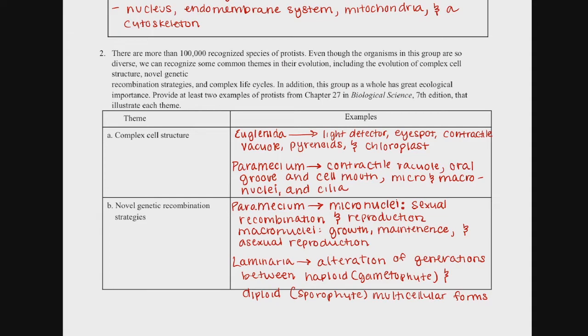Yes, so in paramecium they have two kinds of nuclei. They have micronuclei and macronuclei, and both have different functions. Micronuclei function in sexual recombination and reproduction, and the macronuclei function in growth, maintenance, and asexual reproduction. Does that clarify? So yes is my answer to your question.